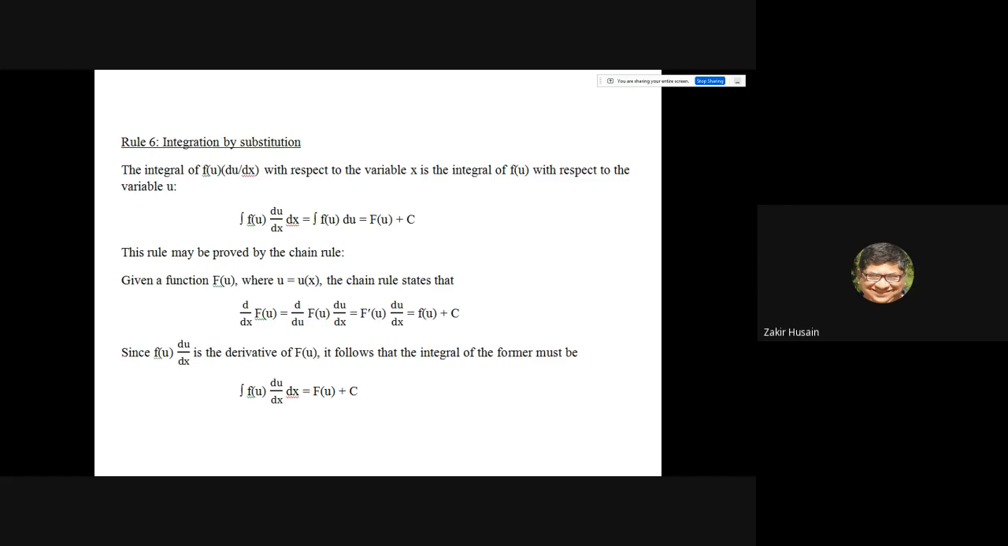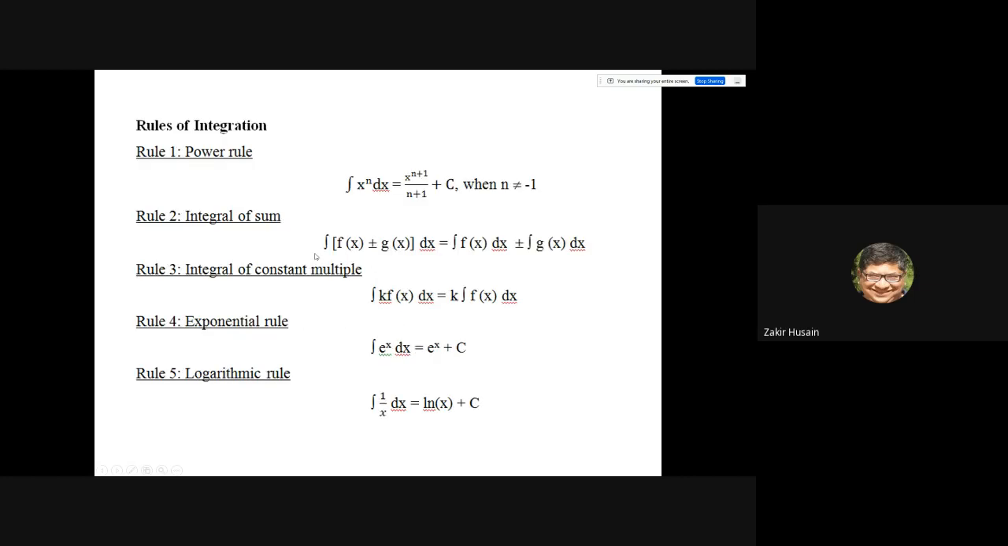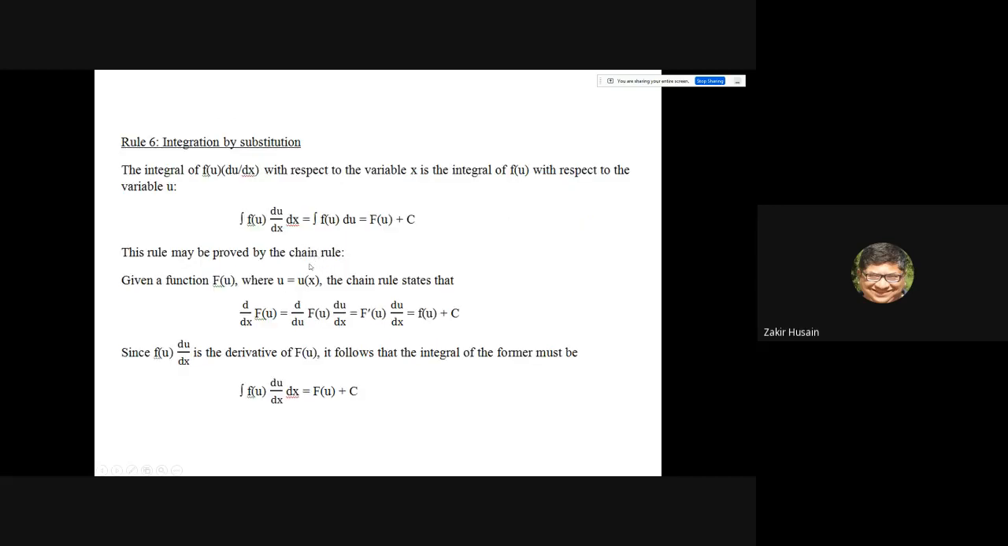The integral of f(u) into du by dx with respect to the variable x is the integral of f(u) with respect to the variable u. So you can see over here, this is the integration by substitution. Small f(u) into du dx, integral is equal to integral of f(u) du, which is obviously capital F(u) plus c. We can prove this by the chain rule.